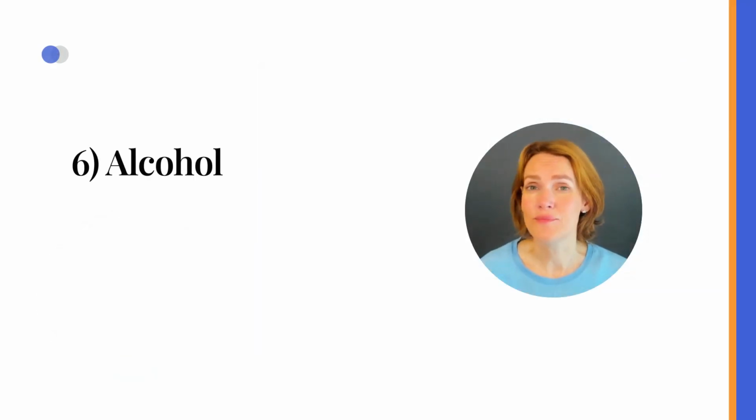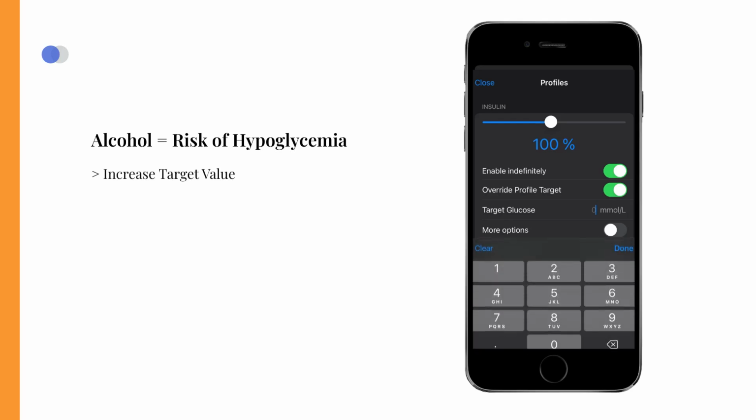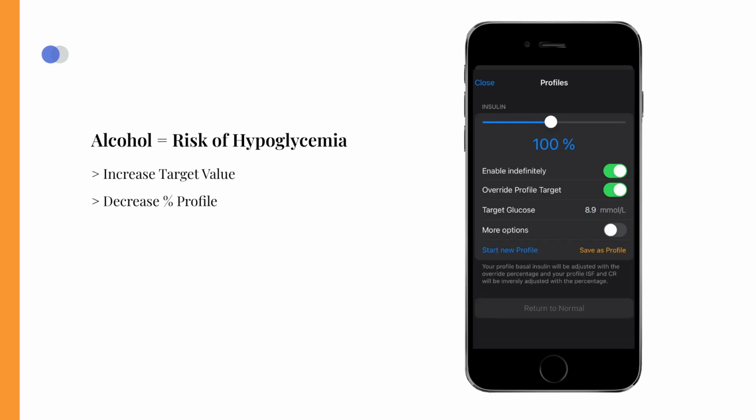6. Alcohol. When consuming alcohol while using iAPS, it is important to take certain precautions to prevent hypoglycemia. Here are some recommendations. You can adjust your target value to a higher level than usual, or set a lower % of your insulin profile when consuming alcohol. This can help prevent the system from administering excessive insulin in response to any increase in glucose levels.